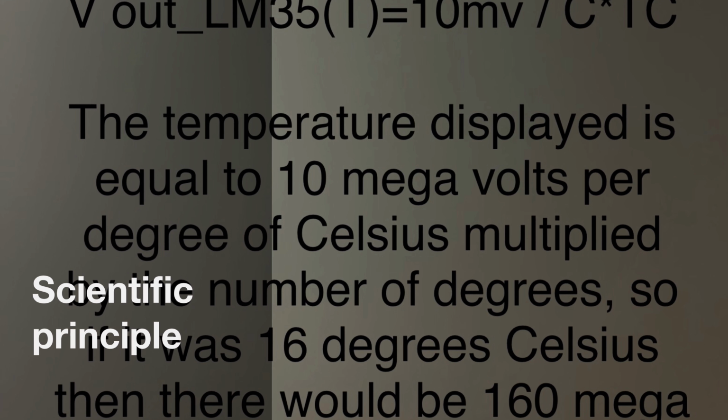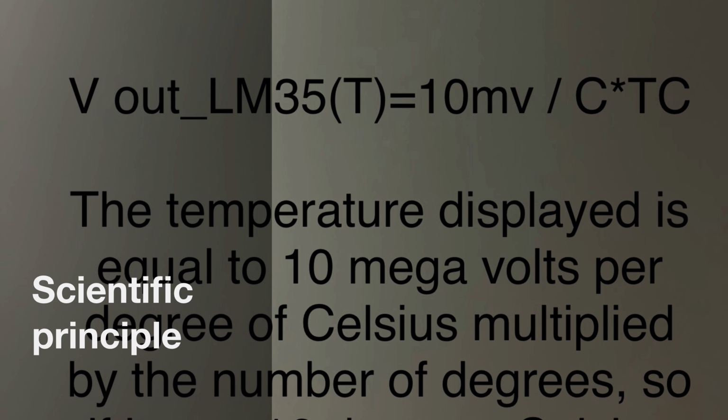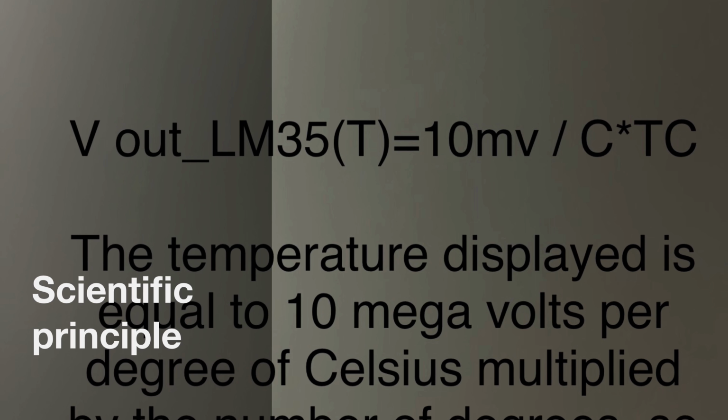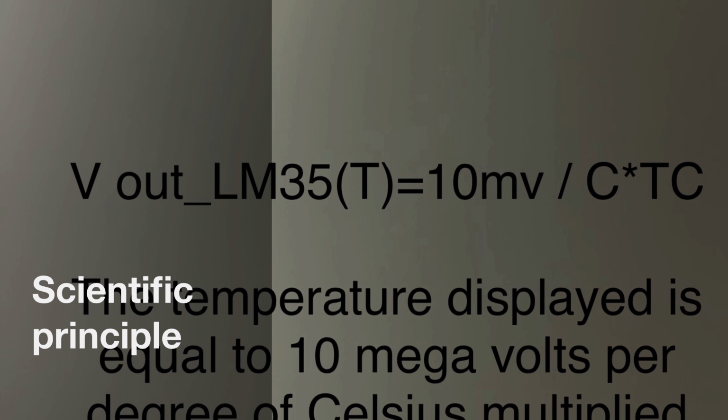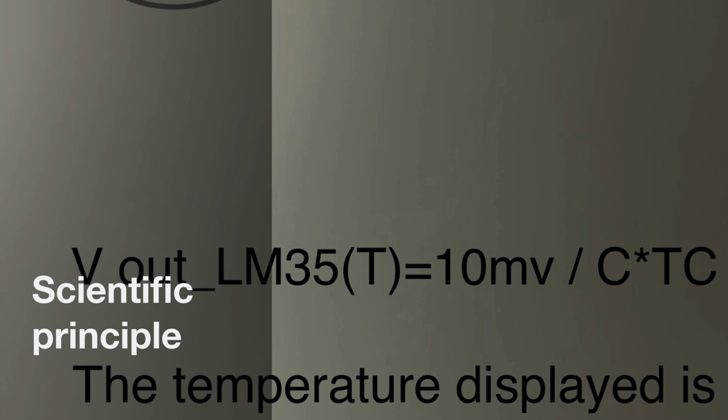The temperature displayed is equal to 10 millivolts per degree Celsius multiplied by the number of degrees. So if the temperature in the room was 16 degrees Celsius, then there would be 160 millivolts being put into the sensor.